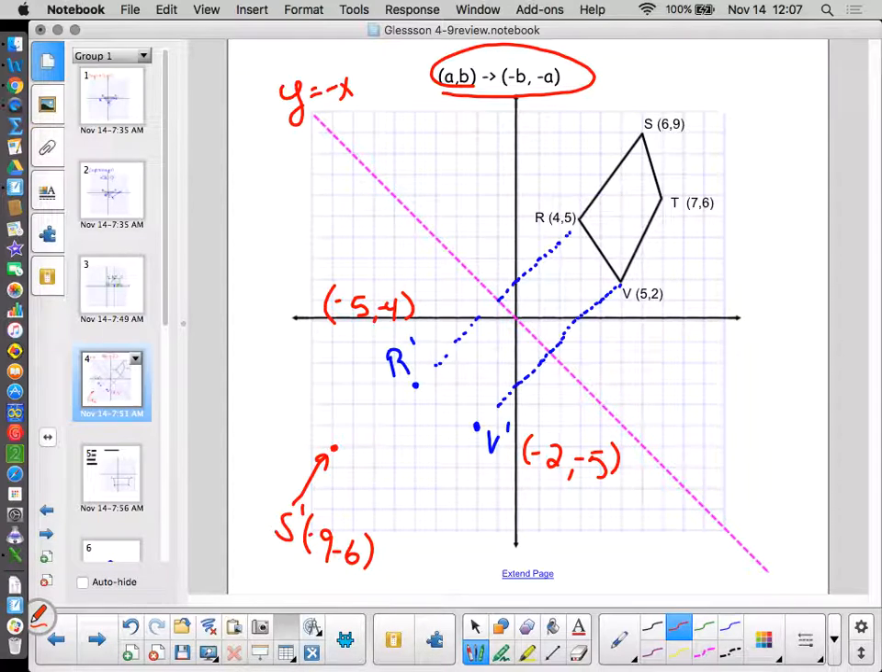And T primed would have to be at negative 6, negative 7. So 9, 8, 7, 6, right there. And sure enough, when I connect my dots, I get what looks like a pretty good reflection of that shape. Okay? So again, you can use the rules, you can use the visuals, you can actually do both to double check to make sure that it's done correctly.